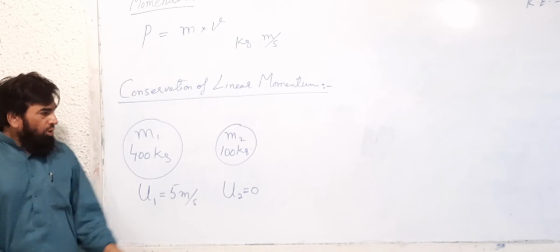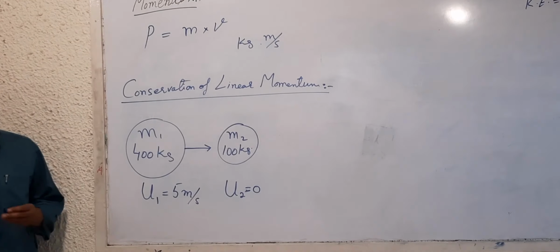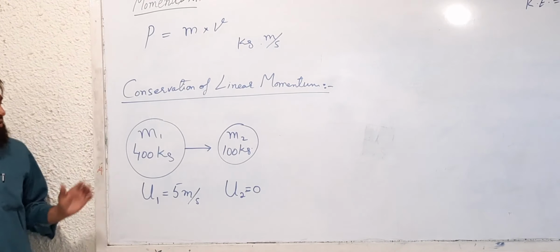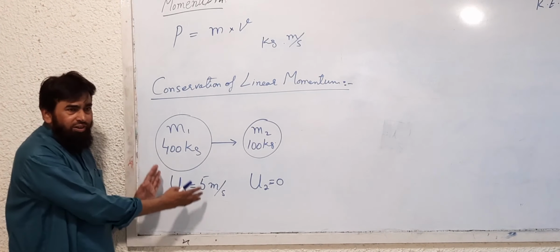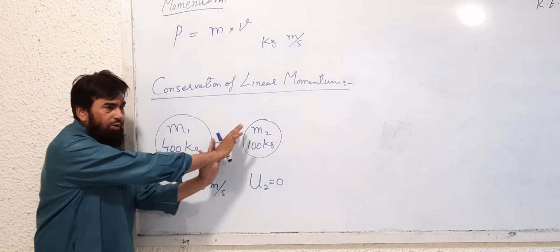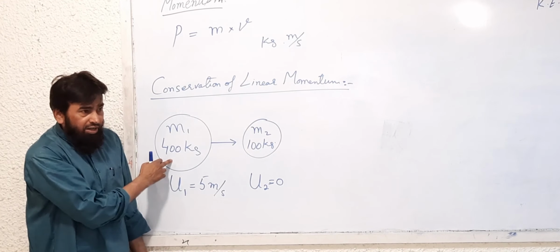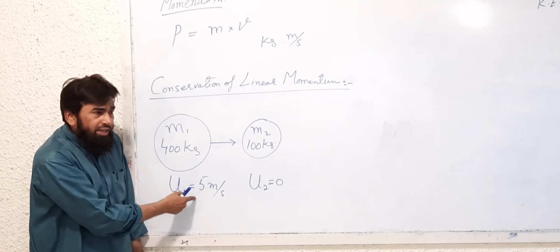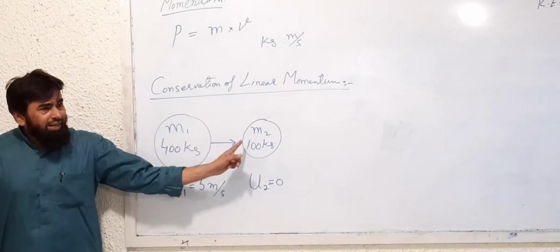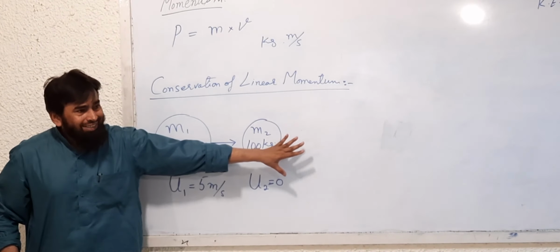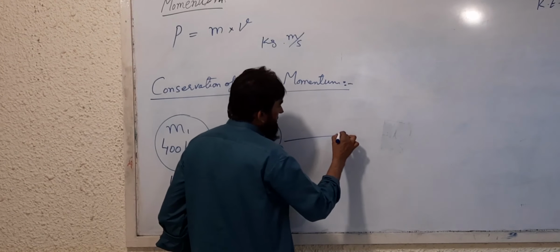Clear? So this body is moving towards this with a velocity of 5 meter per second. What will happen? Will it collide or not? When this body, which is moving at 5 meter per second, collides with this body, what will happen to the speed of this body? Will it decrease? It will decrease. When it collides with this body, the speed of this body will decrease and this body will come into motion with a certain velocity.